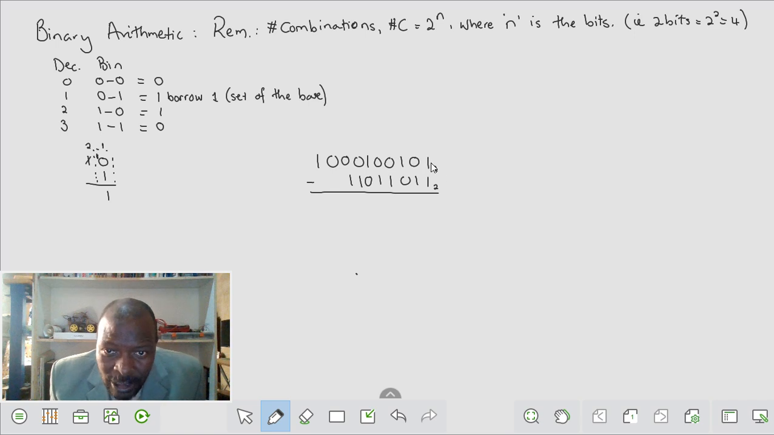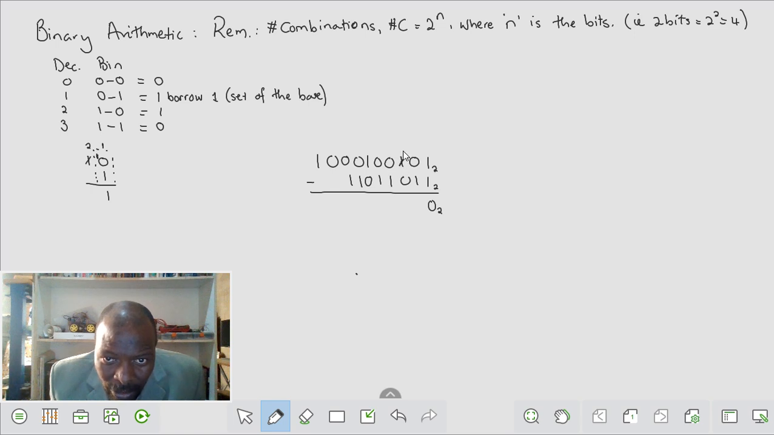Now this part is straightforward. 1 minus 1 is 0. Our rule says 1 minus 1 is 0. That's easy. Now we have a situation where this can't take away 1, so we come and borrow here. This is exactly what we did here.